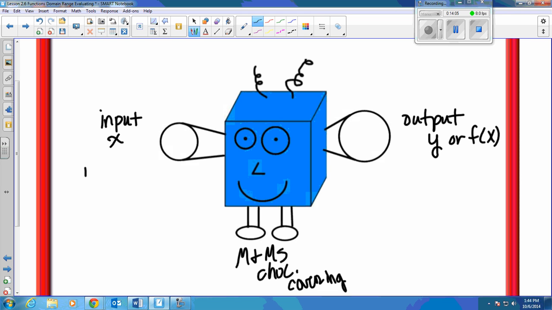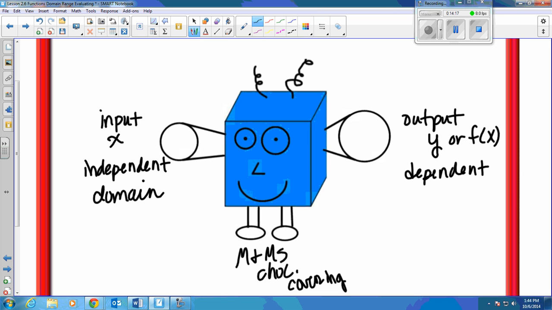For every independent variable that goes into the function machine, I get a dependent variable back out. For every domain that I put in, I get a corresponding range back out. So range depends on domain, dependent depends on independent, y depends on x, output depends on input. So that is how I taught the first 11 years.